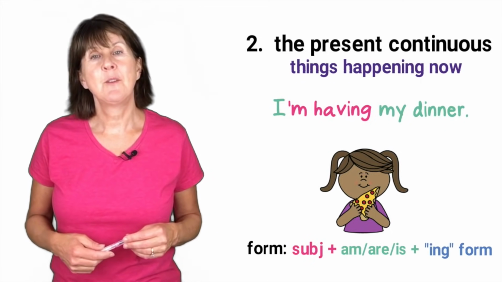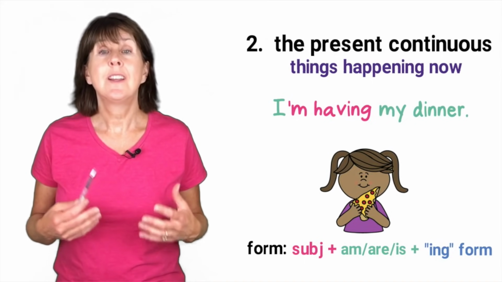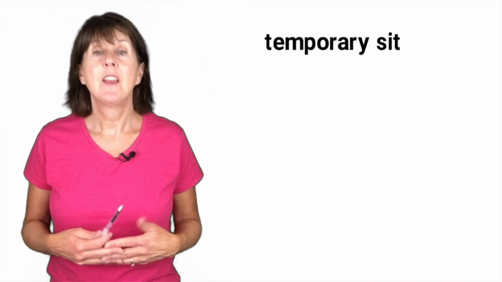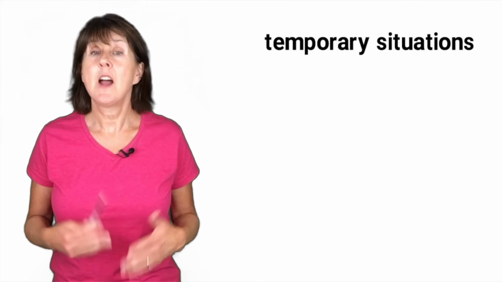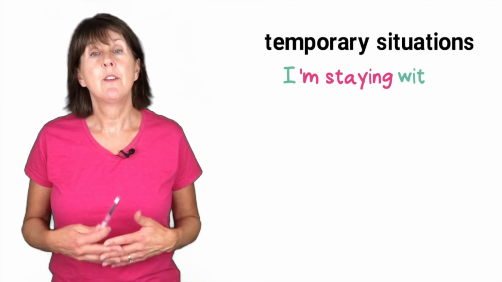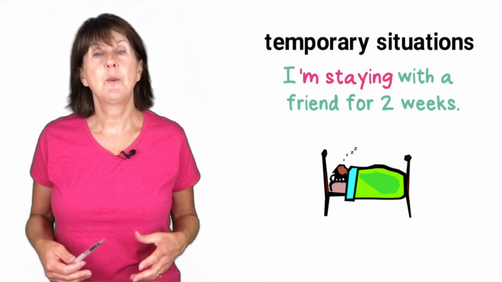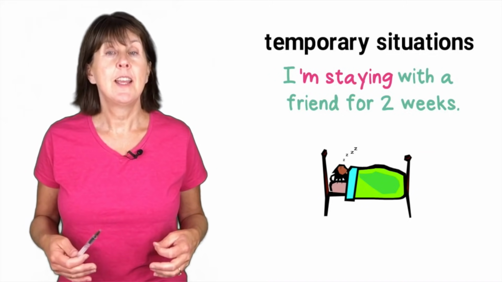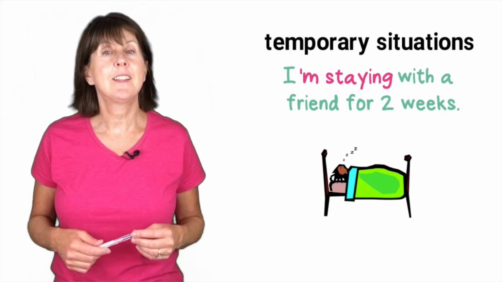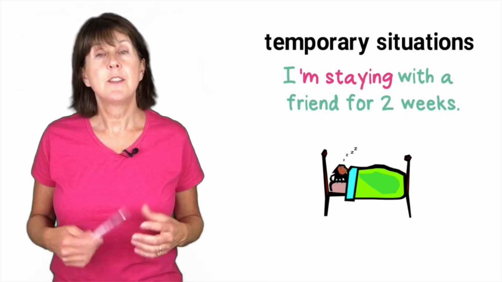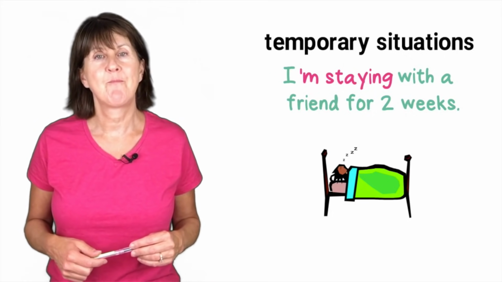The present continuous is also used for temporary situations. So you could say, I'm staying with a friend for 2 weeks. This is telling your listener that the situation is not permanent. It's just for 2 weeks. It's a temporary situation. So you use the present continuous.